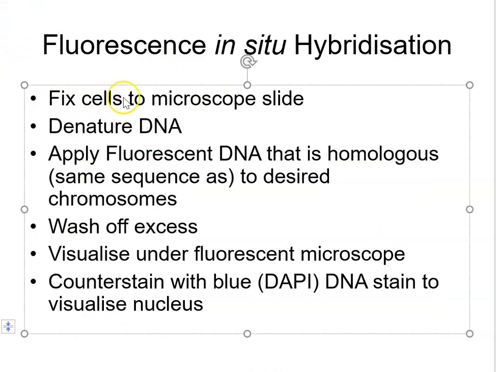So the workflow is: fix cells to the microscope slide. These can be from amniocentesis. Denature the DNA, apply the fluorescently labelled DNA that's homologous, as in the same sequence as the desired chromosomes, wash off the excess, visualise under a fluorescent microscope, and then we counterstain all of the chromatin blue with a dye called DAPI. That binds to total DNA, and what we're looking for is blue chromatin with red, green, or other coloured spots on there to identify the location of specific chromosomes.